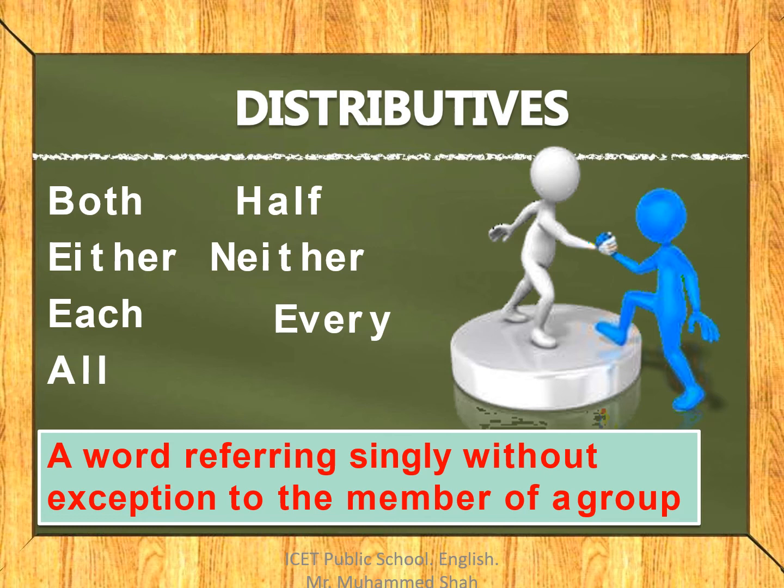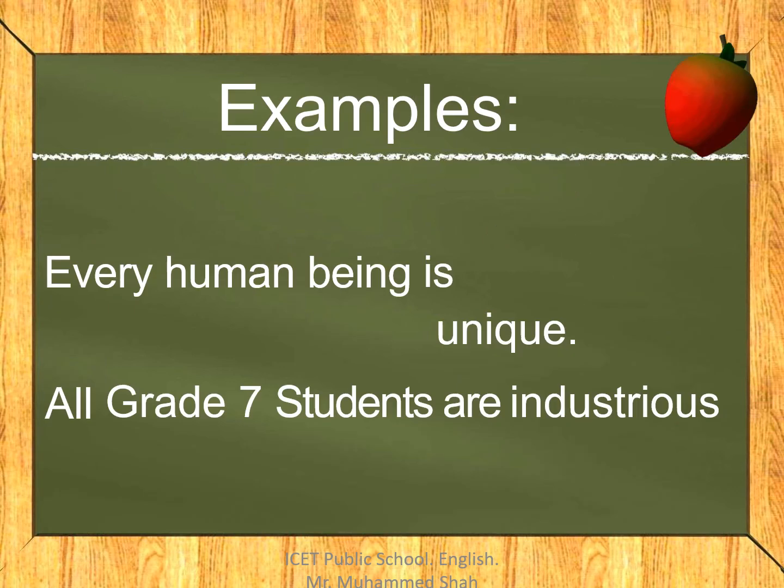We can look at: every human being is unique. All grade 7 students are industrious. In these, both every and all are distributives. They are determiners. Every and all are examples of determiners used in a sentence.